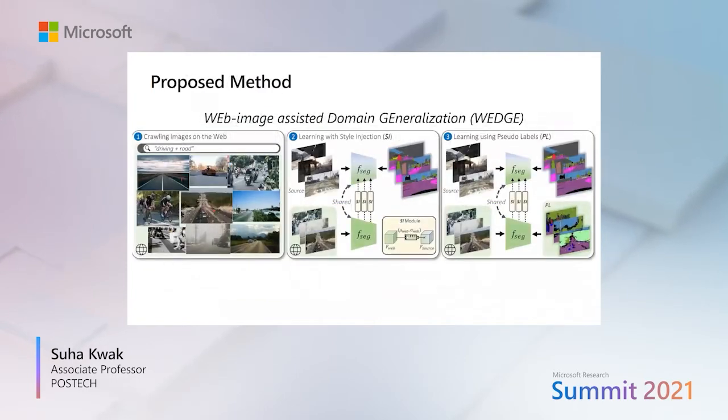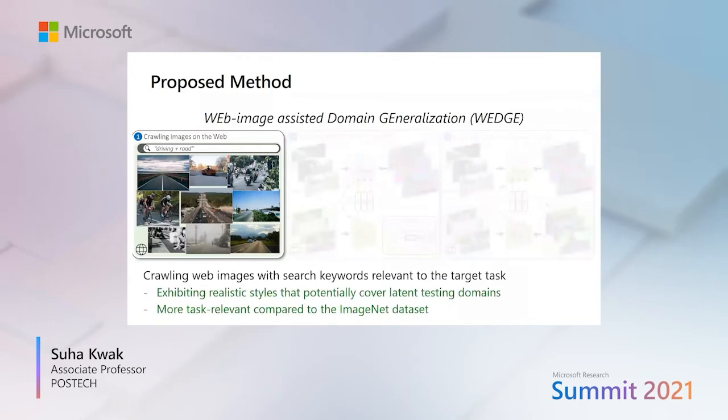To overcome these limitations, we present a web image-assisted domain generalization method, dubbed WEDGE. Our method consists of 3 steps. In the first step, it crawls web images with search keywords relevant to the target task, so that the collected images are task relevant as well as realistic. More importantly, the crawled images exhibit a large variety of real image styles that potentially cover latent testing domains. Thus, they, as style sources, may help segmentation models virtually experience unseen target domains.